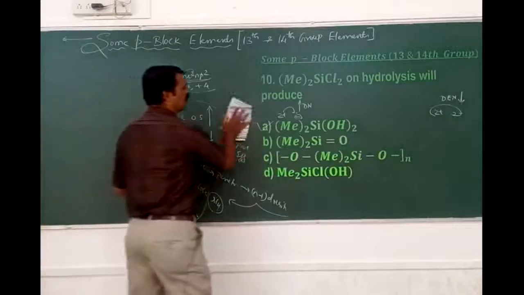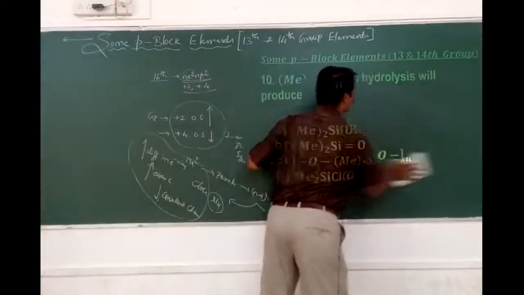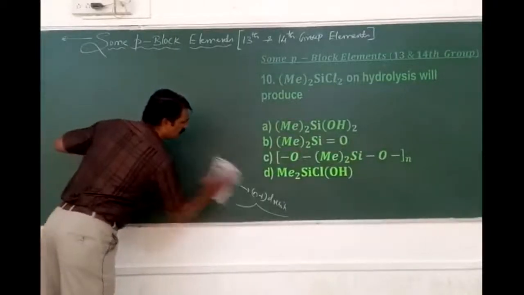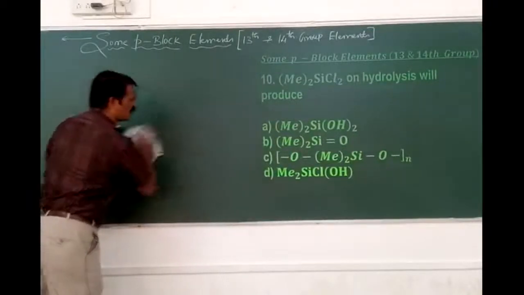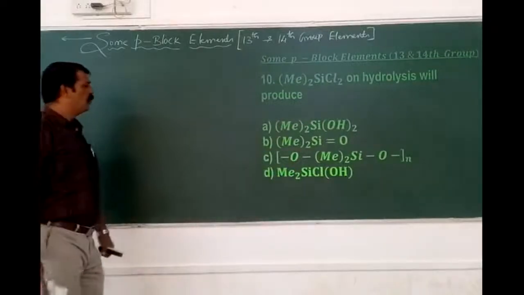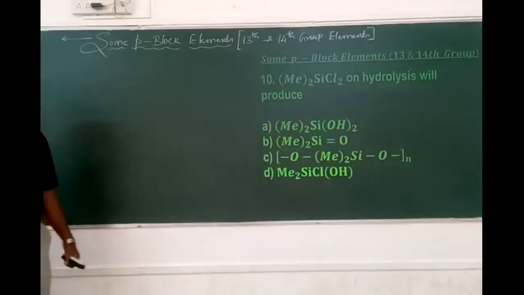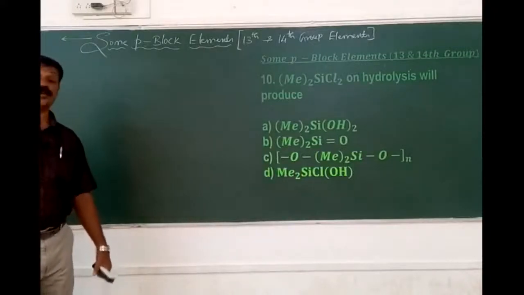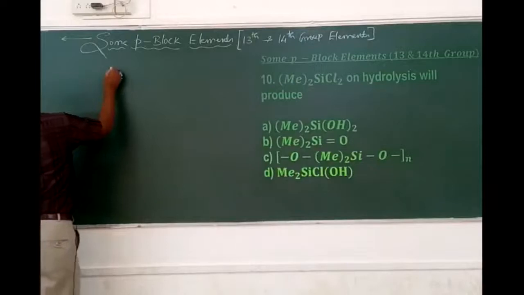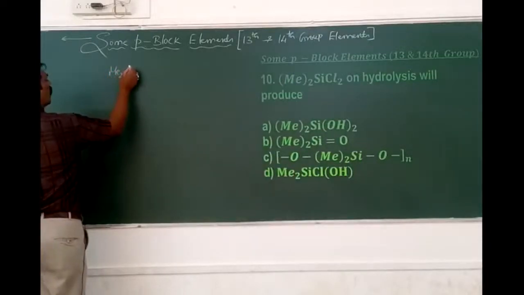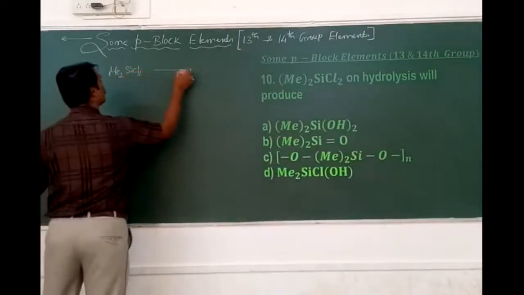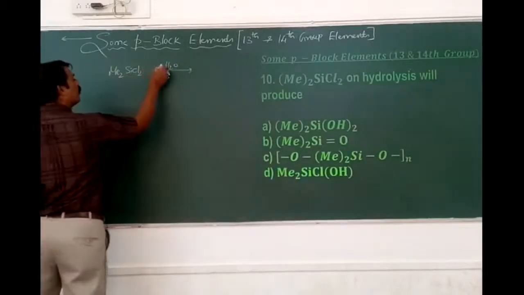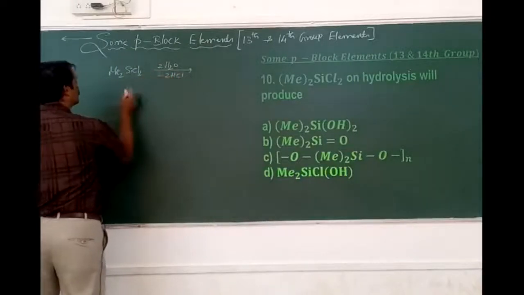Dimethyl silicon chloride upon hydrolysis, what happens? It will produce what? The options are Me2Si(OH)2, Me2SiO, (OMe)2SiO, and finally Me2SiClOH. So here, the hydrolysis of dimethyl silicon dichloride, Me2SiCl2, upon hydrolysis, as it contains two chlorine atoms, means we have two replaceable positions, so there is a removal of two HCl.